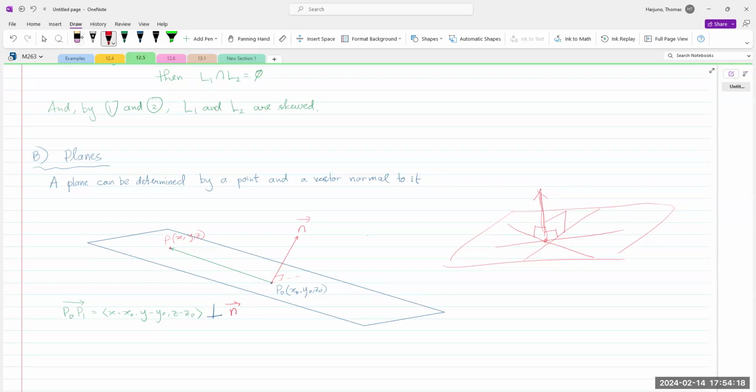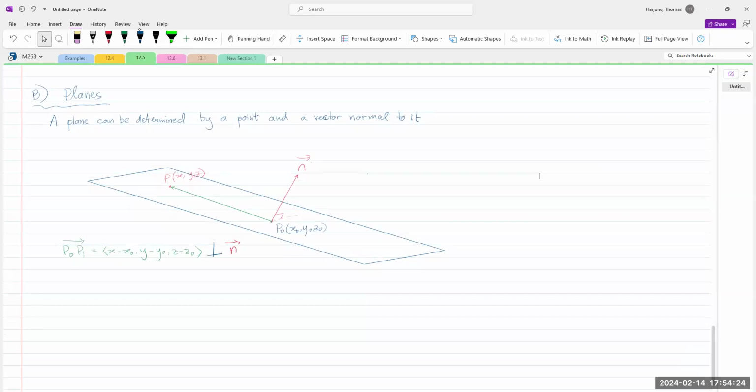Okay, and actually that's where we get our equation. It is by having the dot product. Consequently, the dot product of P0P and normal vector n must be 0.